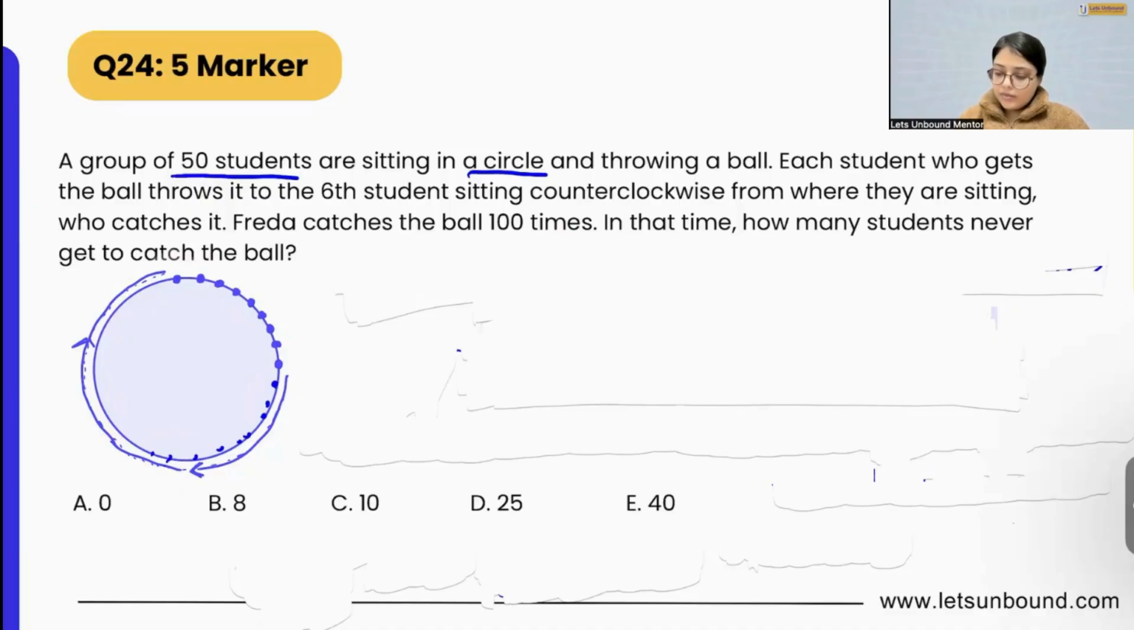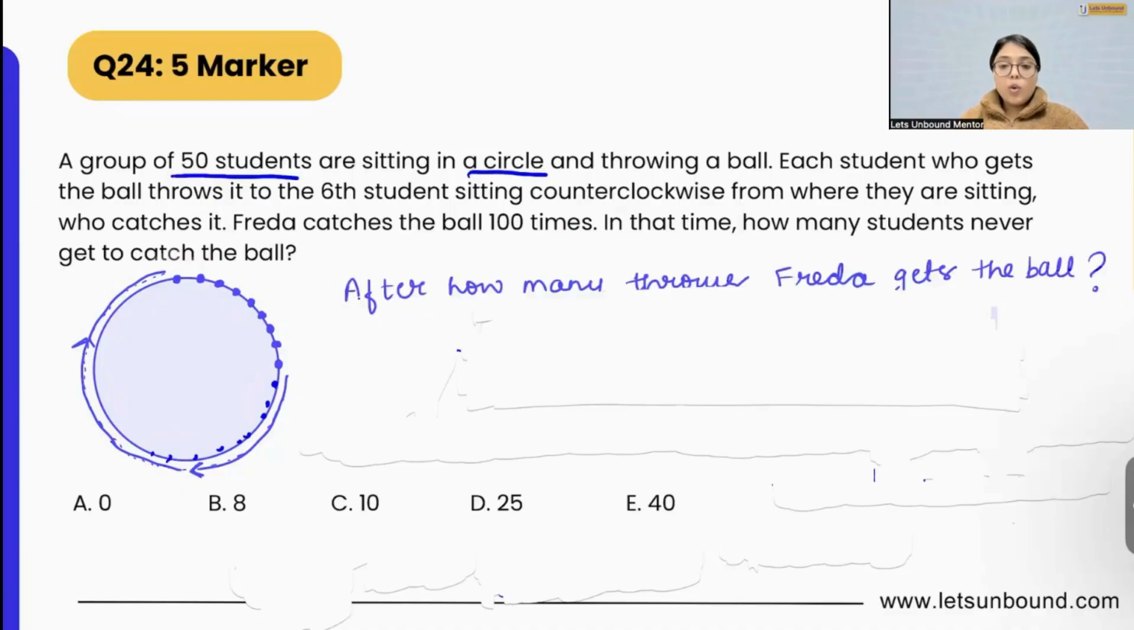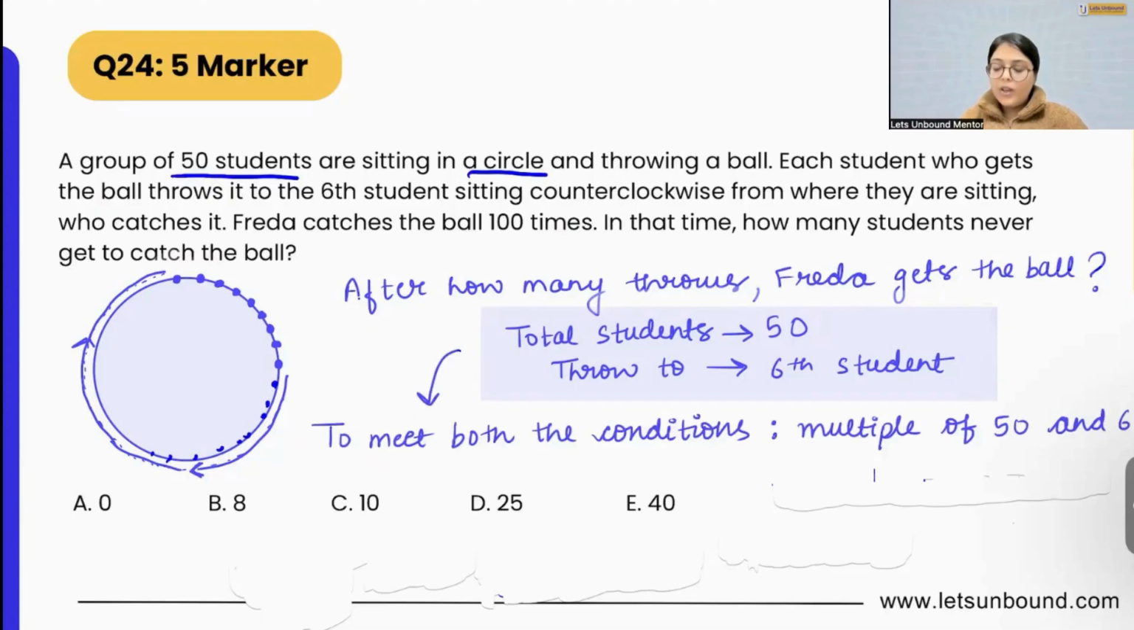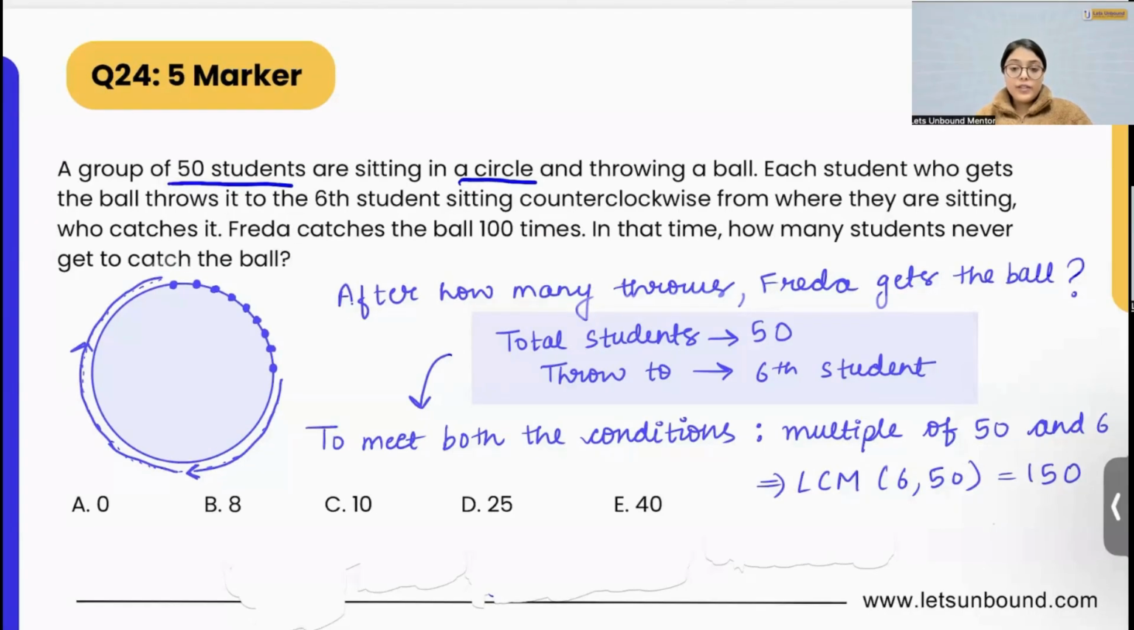So how are we going to find that? Total students, we know, is 50, and the throw is happening to the sixth student. To meet both these conditions, we need to find the multiple of 50 and 6. And that is very easy in maths. We can just find the LCM of 6 and 50 to get 150 throws. So you will see we have taken the LCM to get how many throws happened. Now, this is the total number of throws.